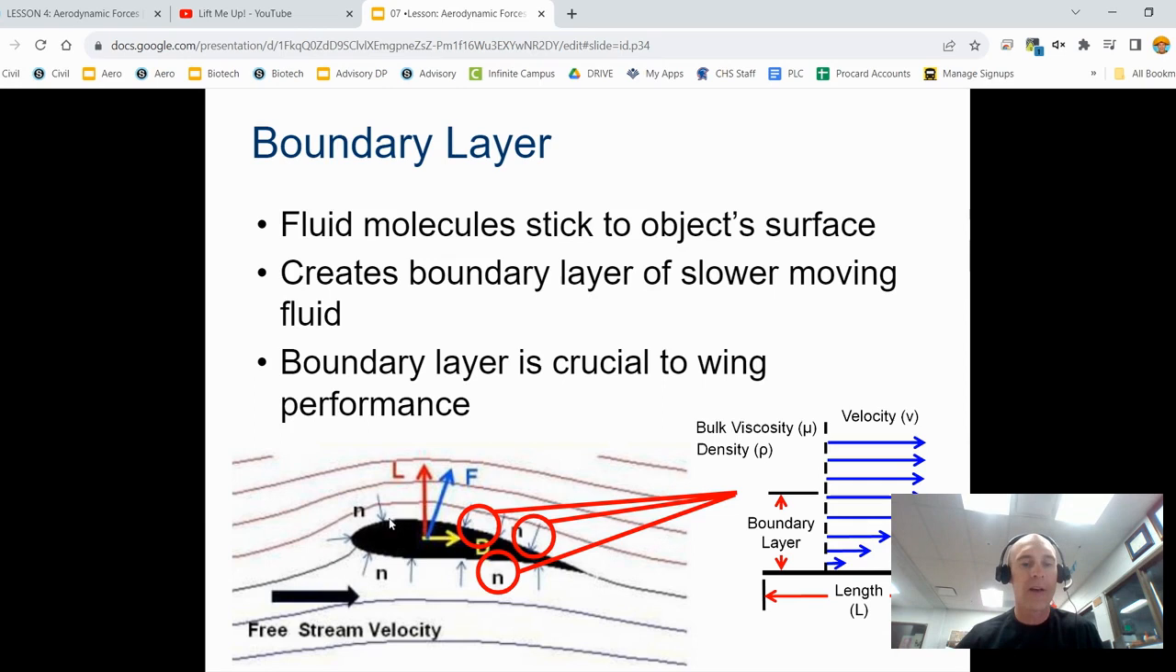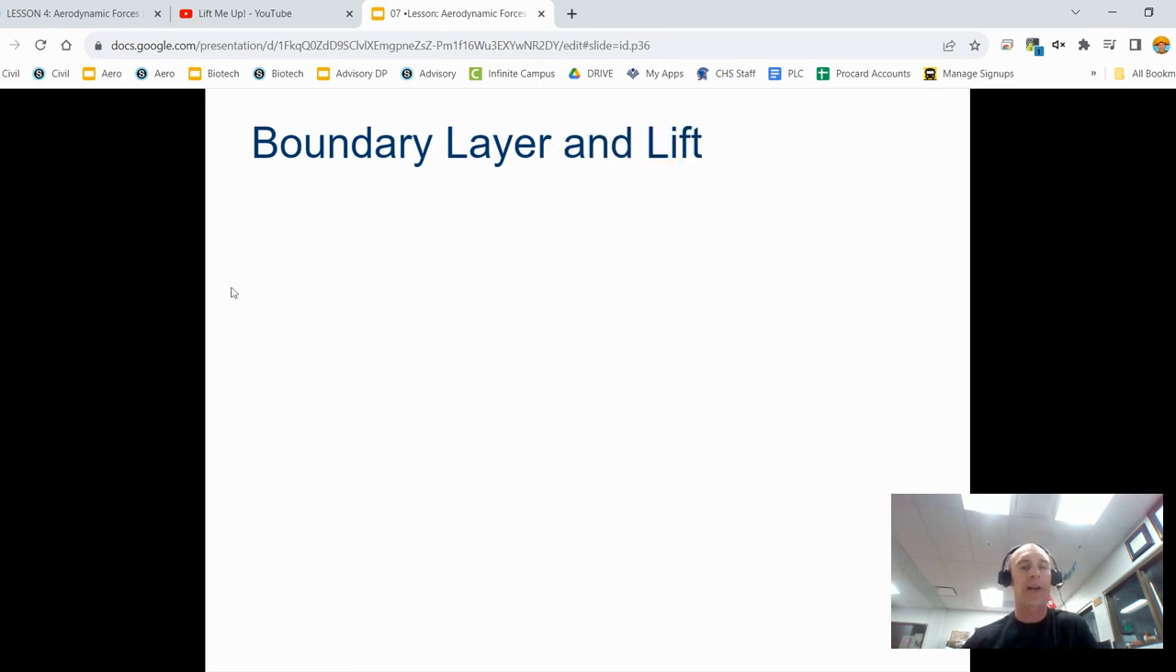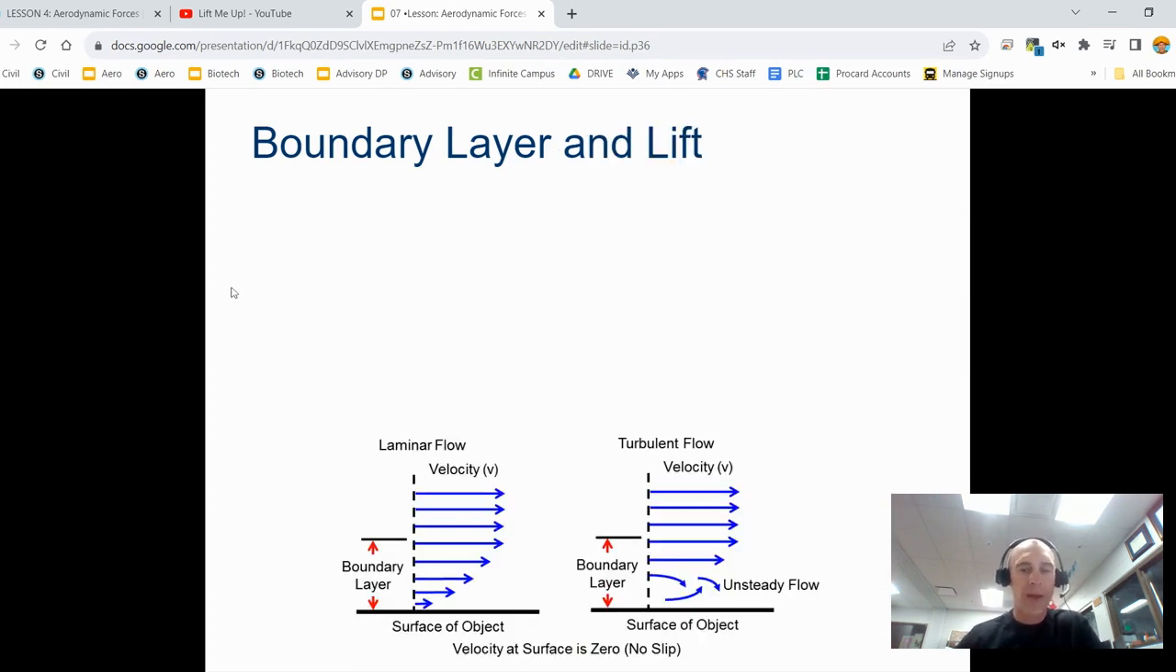The air does not flow freely right next to the top or right next to the bottom. We have this thing called the boundary layer. So if you get into aerospace engineering, you'll learn a whole lot more about that. What happens because of that is this thing called turbulent flow right here.